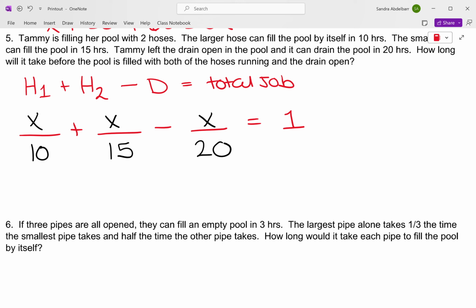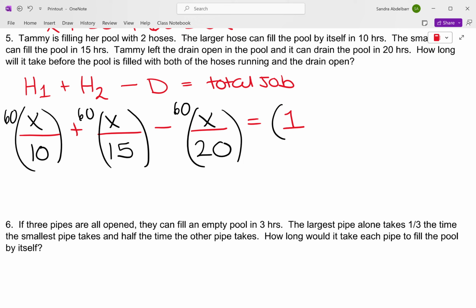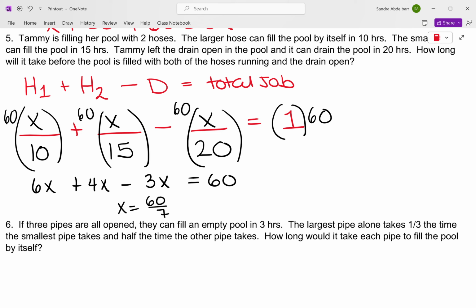So basically the time together is unknown, so this is all x. We're going to multiply by 60 everywhere. And we are going to end up with 6x plus 4x minus 3x equals 60. If you solve this, you're going to get 60 over 7.